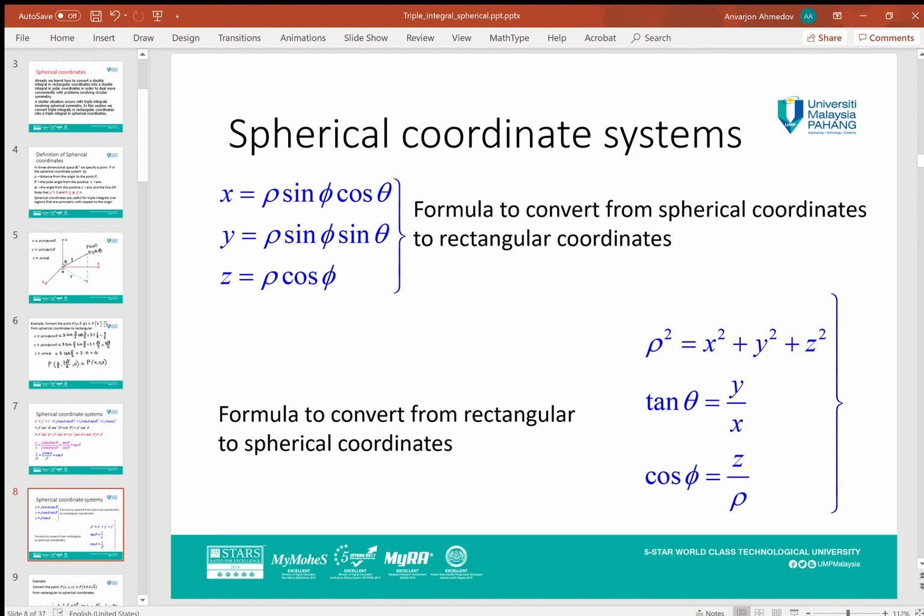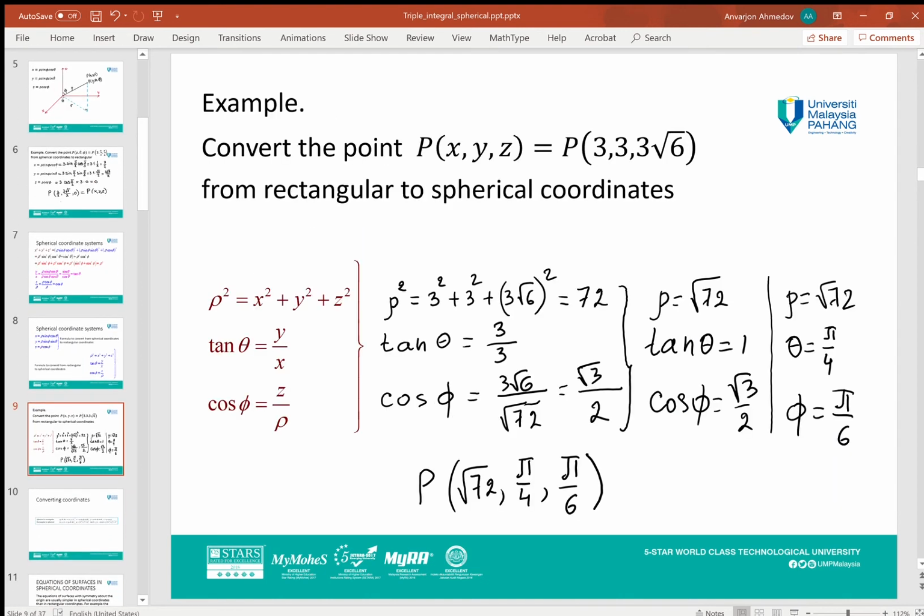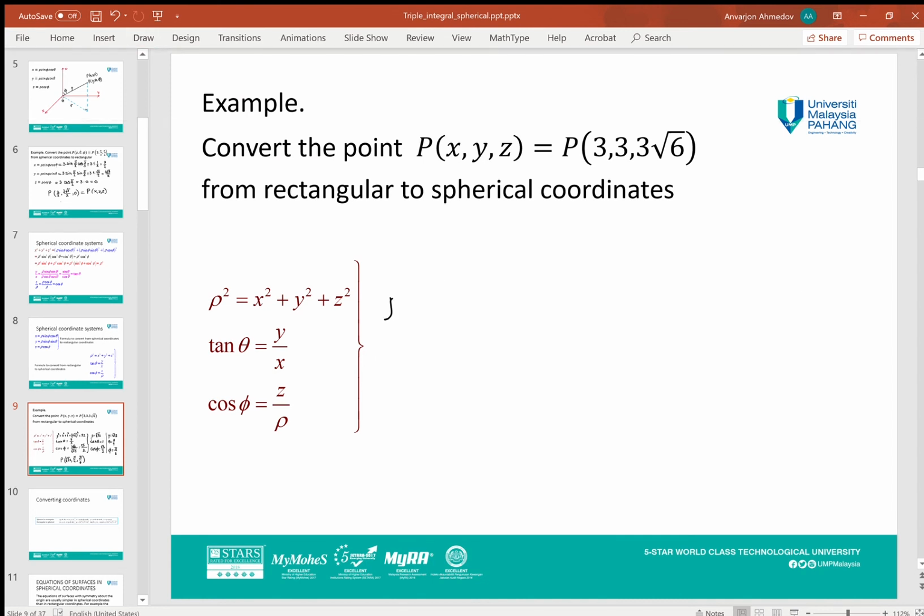Let me finish this part 1 with the following problem. Convert the point P from rectangular to spherical coordinates. We write down the formulas we just derived and replace x, y, z with their values, 3, 3, 3 root of 6. Tangent theta is 3 over 3, and cosine phi will be z over rho. Rho we can just calculate: root of 72.